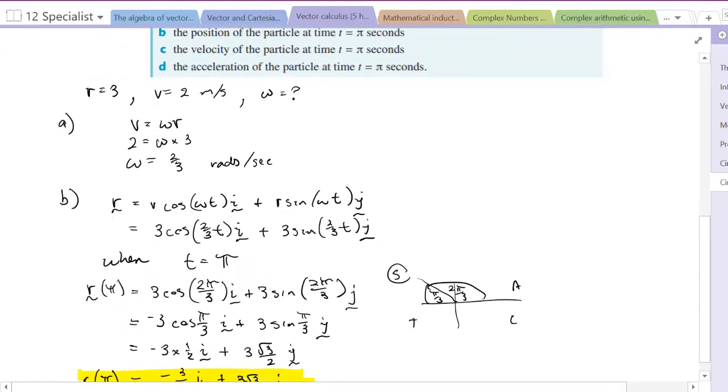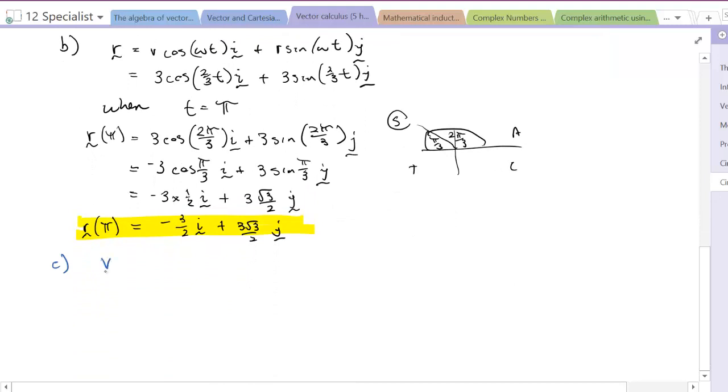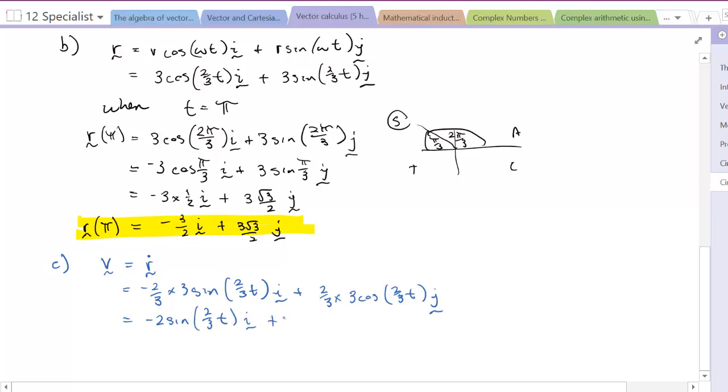Part C asks for the velocity of the particle at time t equals pi. So the velocity vector is going to be the derivative of the position vector. That means we will have negative 2/3 multiplied by 3 sine 2/3 t in the i direction, and 2/3 multiplied by 3 cos 2/3 t in the j direction. So we get negative 2 sine 2/3 t in the i direction and 2 cos 2/3 t in the j direction.